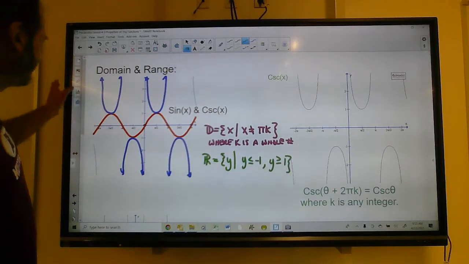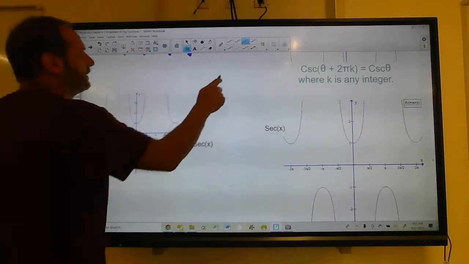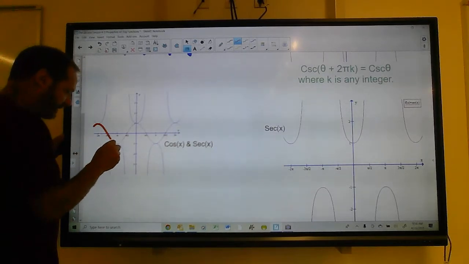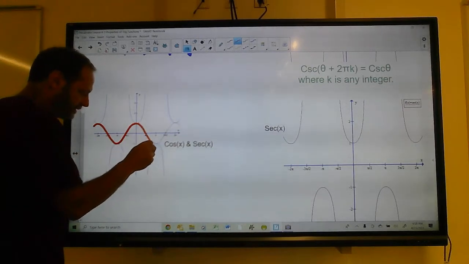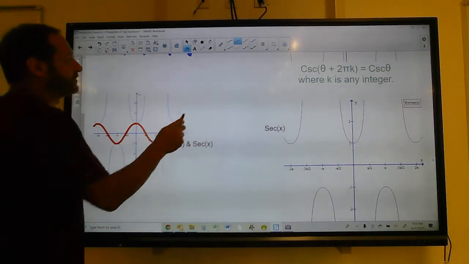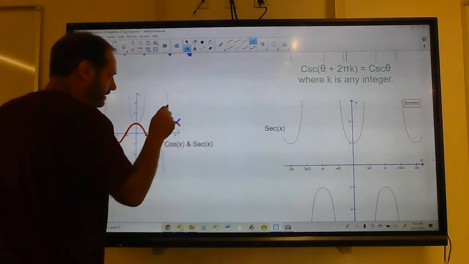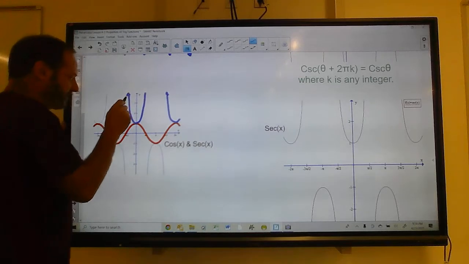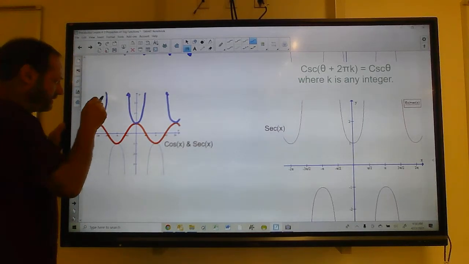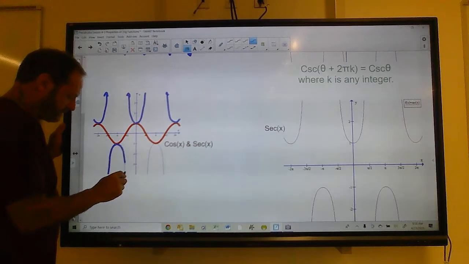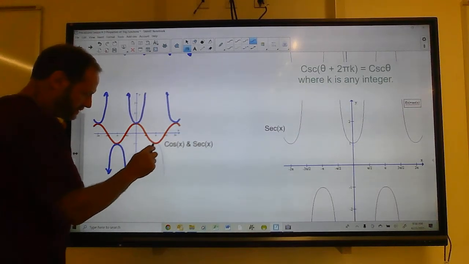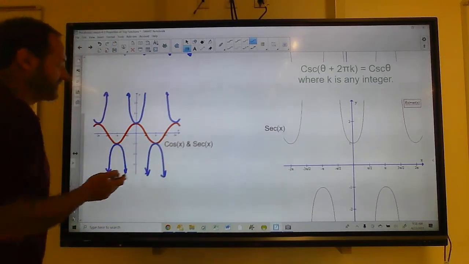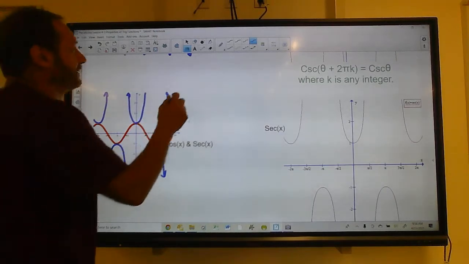Okay, so that's for cosecant. It's the same for secant because secant looks identical to cosecant, except that it's shifted over. So here's my cosine. It's shifted over because cosine's shifted over, right? So here's the secant in blue. Okay, so when I write the domain, the range is the same. Okay, the domain's a little different though.